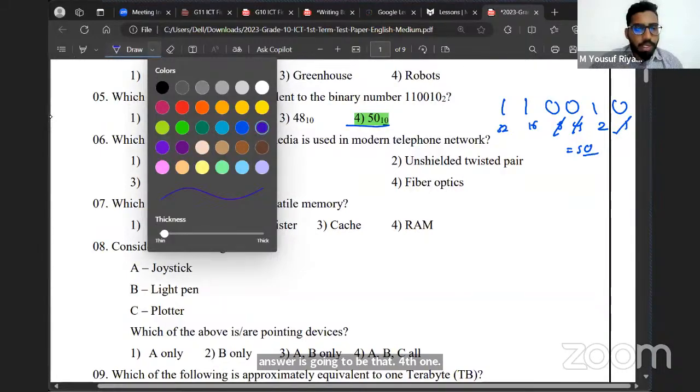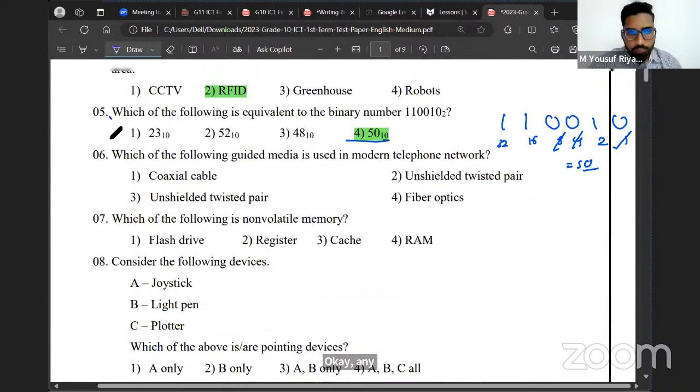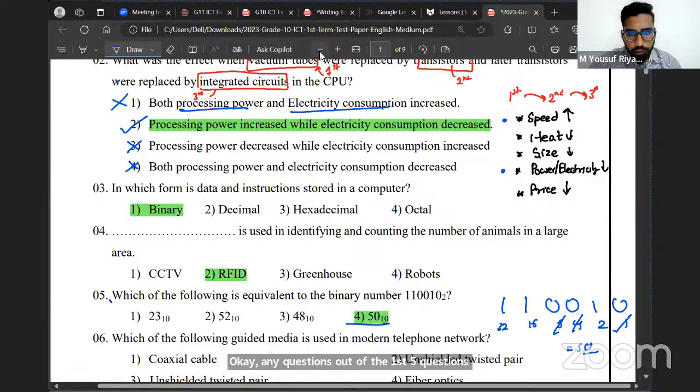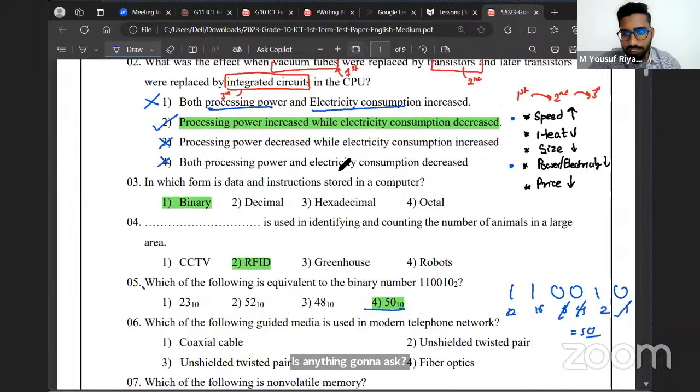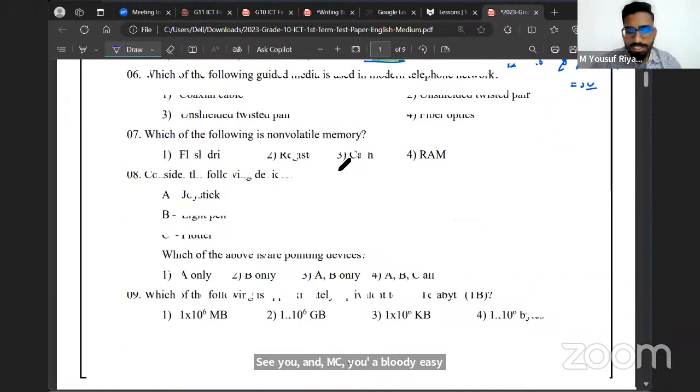Okay. Any questions out of the first 5 questions, anyone? Is there anything you want to ask regarding the first 5 questions? Anything? See, even the MCQs are really easy. Let's go for the next one.